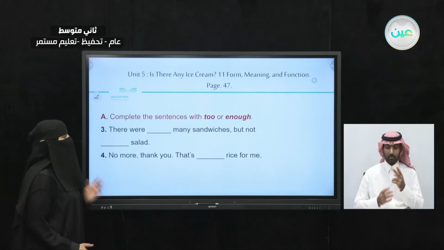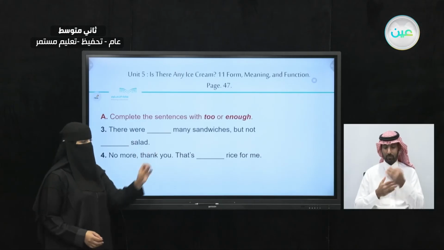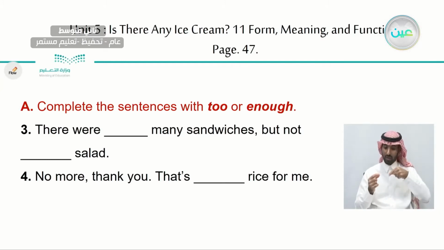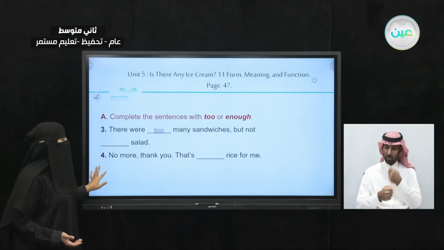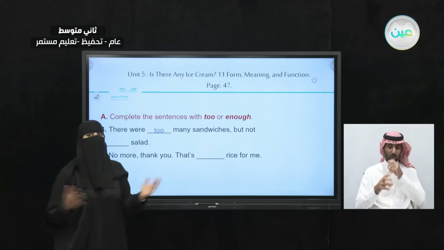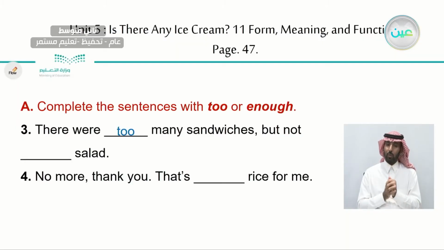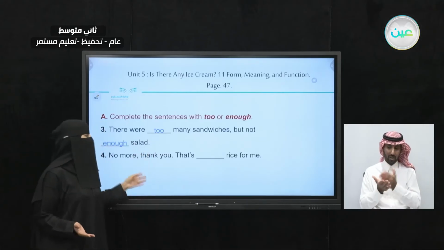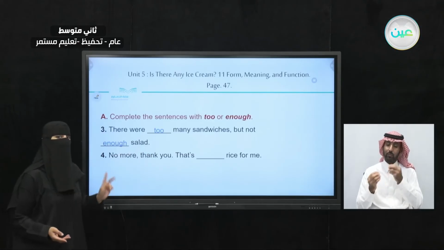Let's take a look at more examples here. We're going to choose too or enough for these sentences. There were many sandwiches, but not something salad. So what are we going to use here? There were too many sandwiches, but not enough salad. So here we did use both of the words, too and enough.